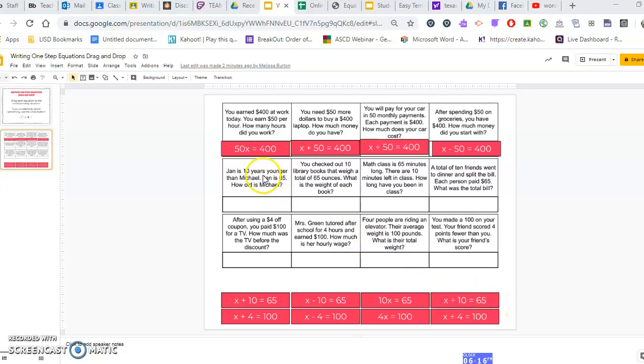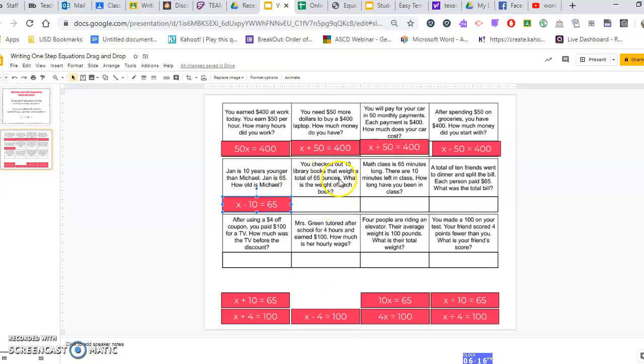So the other way is if we take Michael's age, which we don't know, x, to get to Jan's age, since she's younger, we would have to subtract 10. So Michael's age, x, minus 10 years would equal 65, Jan's age. So which one says that? x minus 10 equals 65. Here it is. I'm going to drag it up and drop it.